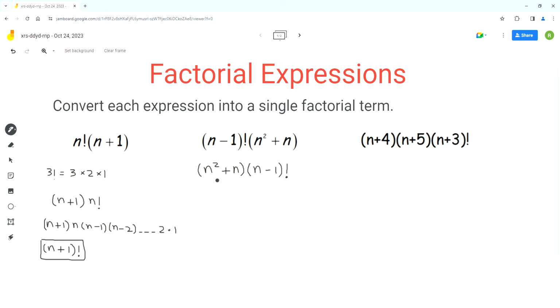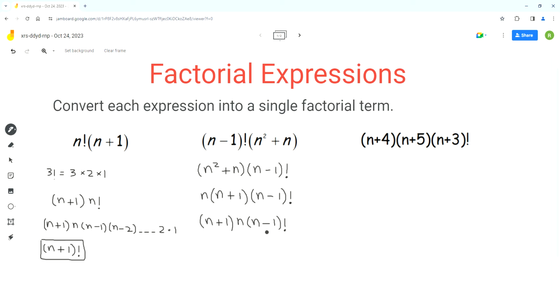Now we can factor this expression. We can do common factoring here and factor out an n. So in parentheses, we are left with n plus 1, times n minus 1 factorial. Now we can rearrange the terms. See here, n minus 1 is 1 less than n, and n is 1 less than n plus 1. So first we can arrange these three terms in descending order, from highest to lowest. That will be n plus 1 times n times n minus 1 factorial.